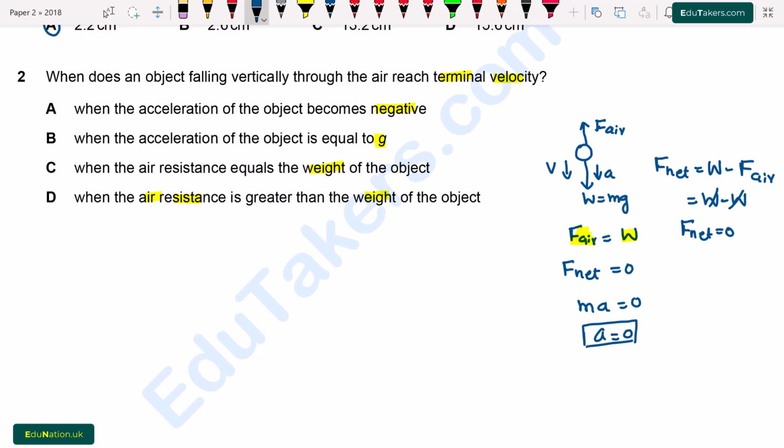It means that at the terminal velocity, the body moves with constant speed. Now we see the options. In option A, acceleration is negative, which is incorrect. B, the acceleration is equal to g. It is also incorrect. C, the air resistance is equal to the weight of the object. So it is also given here. The air resistance is equal to the weight of the object. Option C is correct.